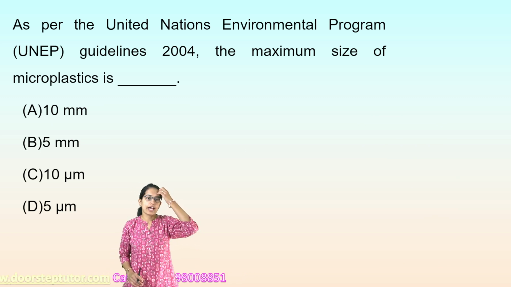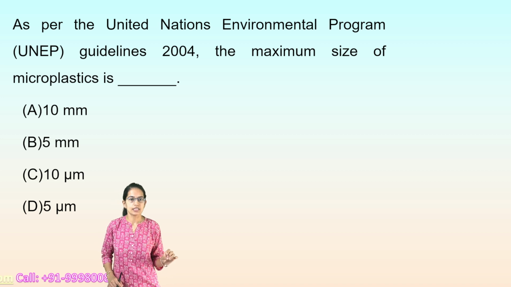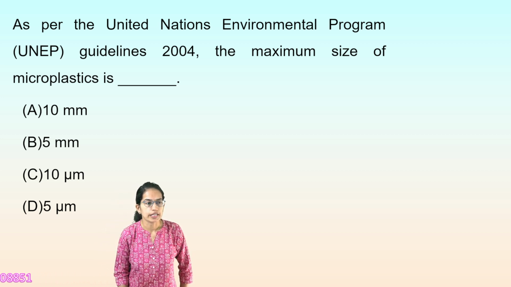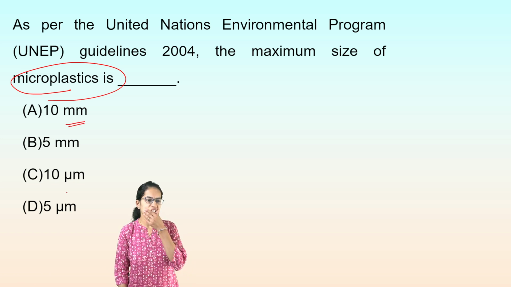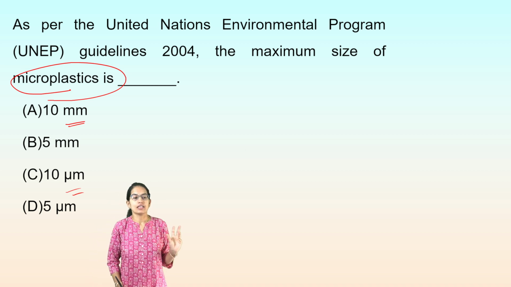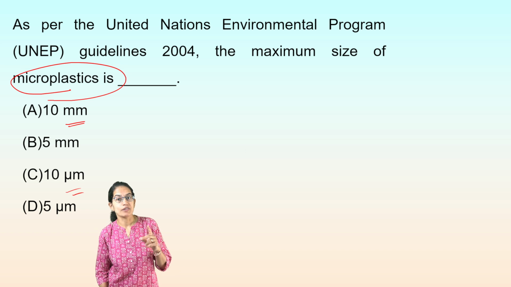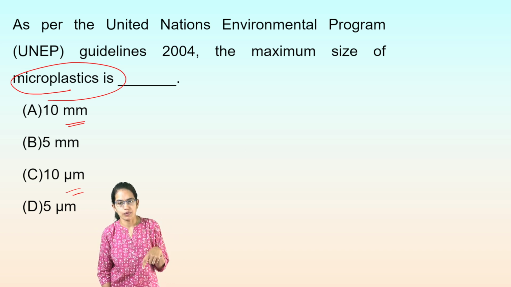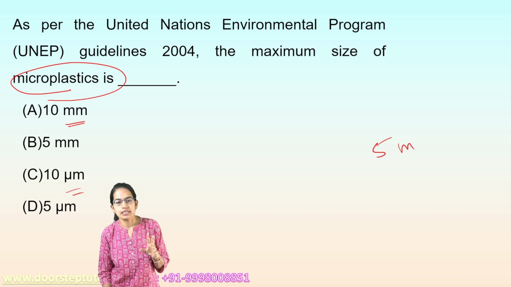The next is, as per the UNEP guidelines, the maximum allowed size for microplastic is. Now the question is interesting because we have millimeters and micrometers, so we have to be very, very careful here, right? Now the answer can be 5 or 10 only, but whether it is millimeter or micrometer is important. So the correct answer is 5 millimeter.